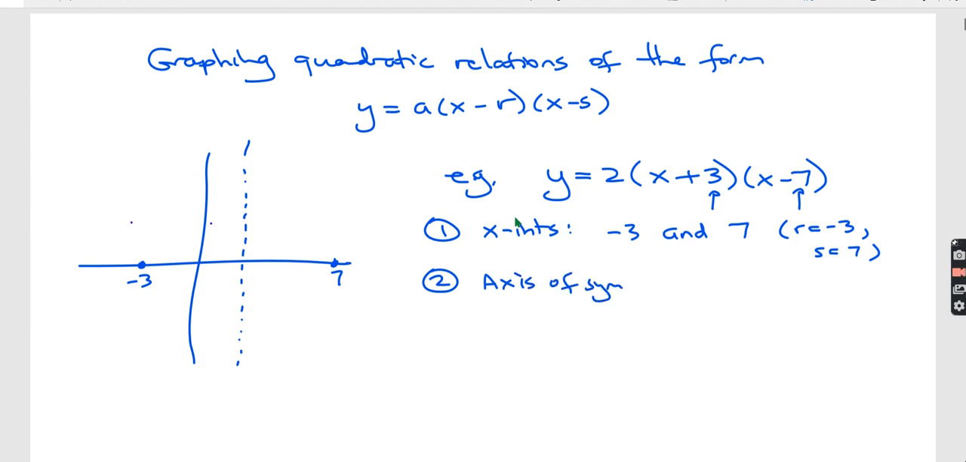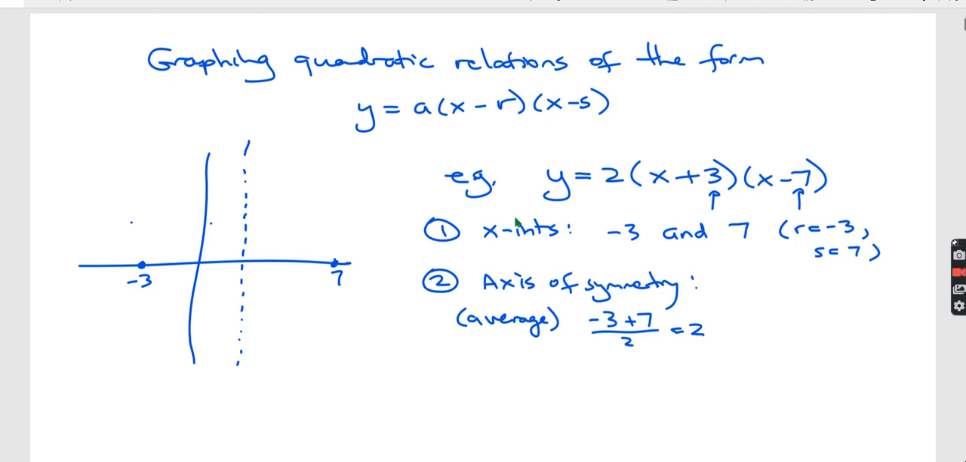Okay, so the axis of symmetry is exactly halfway between the two x-intercepts. And to get a number that's halfway between two other numbers, you do the average of the two numbers. So we're going to do an average. And what I'm going to do is take my two x-intercepts, add them together and divide by 2. And that's going to give me +4 over 2, which is +2.